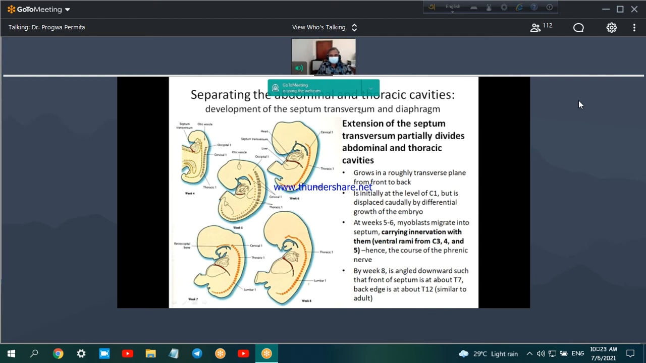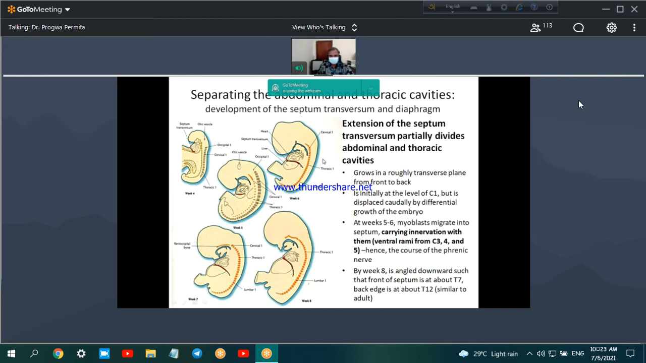The septum transversum and diaphragm separate the abdominal cavity from the thoracic cavity. These are the thoracic and lumbar vertebrae. The septum transversum creates the division between the thoracic and abdominal cavity. The extension of the septum transversum partially divides the abdominal and thoracic cavities, running in a roughly transverse plane from front to back.